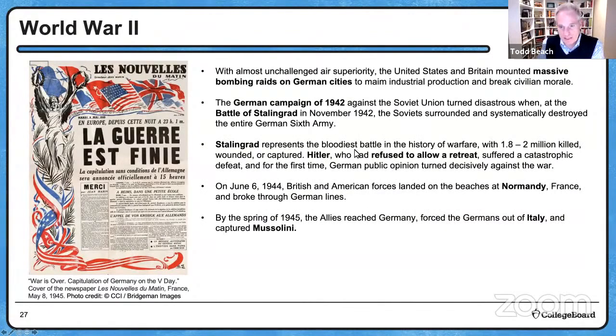Stalingrad presents the bloodiest battle in the history of warfare. 1.8 up to 2 million killed. It's still uncertain, wounded or captured. Hitler, who had refused to allow a retreat, they suffer a catastrophic defeat for the first time. And so this is 1942, and they'd been at it since 39. German public opinion then turns decisively against the war.